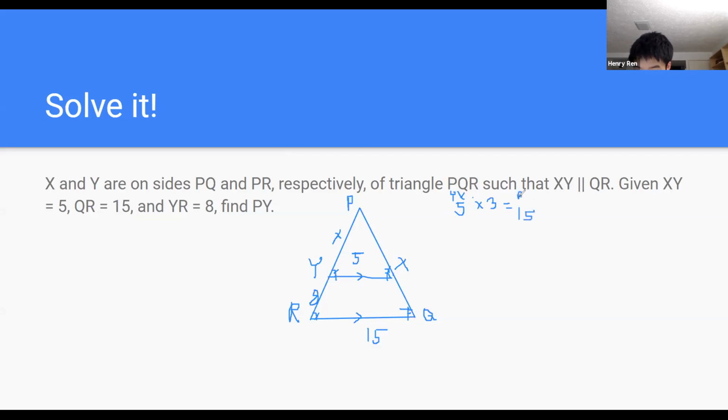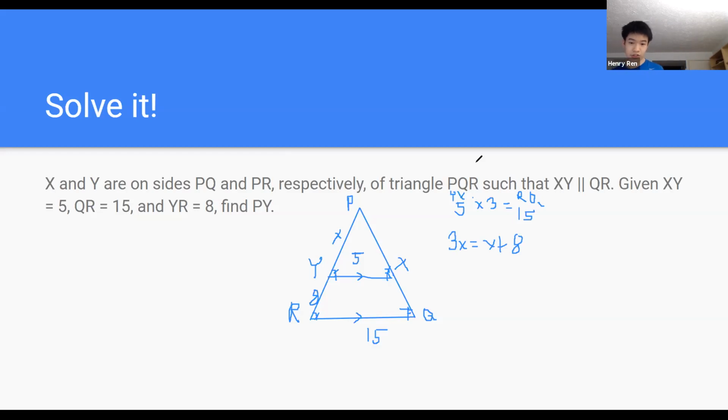We can do the same logic for PY and PR. Okay, so PY, we called that X. Actually, I probably shouldn't have called that X since we already have an X, but oh well. So X times 3 is going to be equal to X plus 8. That's what PR is. All right, this is just simple algebra. Let's subtract X from both sides. We get 2X is equal to 8, and we find that X is equal to 4, as Maxwell stated earlier.